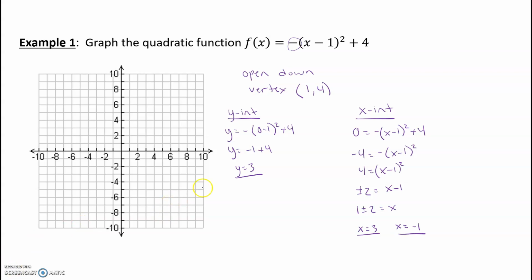Now that we have all of our components, we're going to go ahead and graph this. So our vertex is at (1, 4). We cross our y-axis. Our y-intercept is at 3.